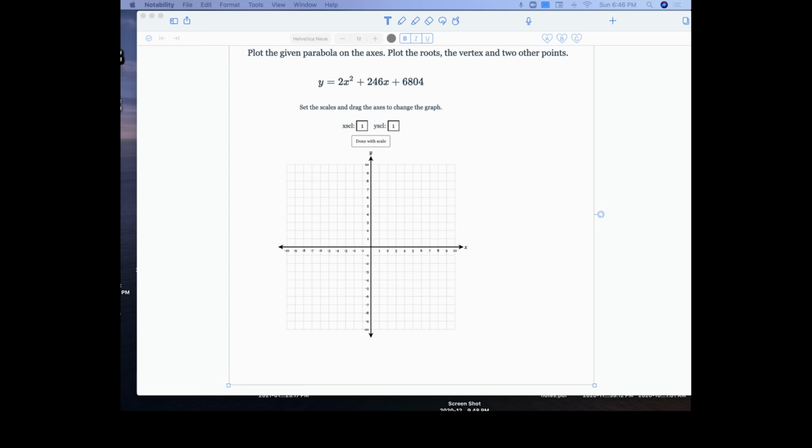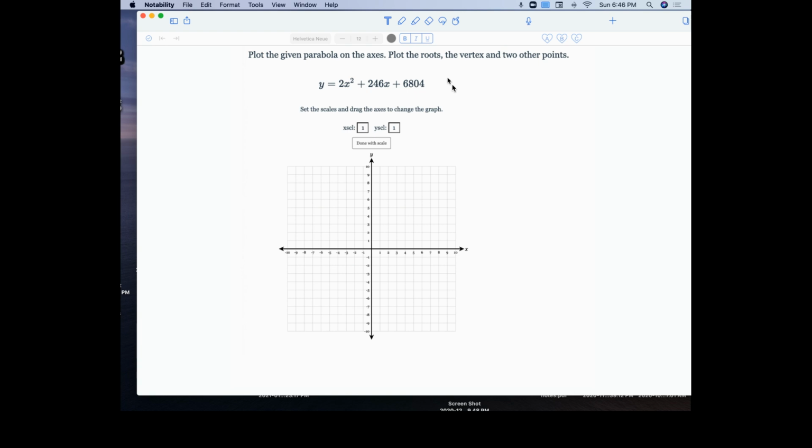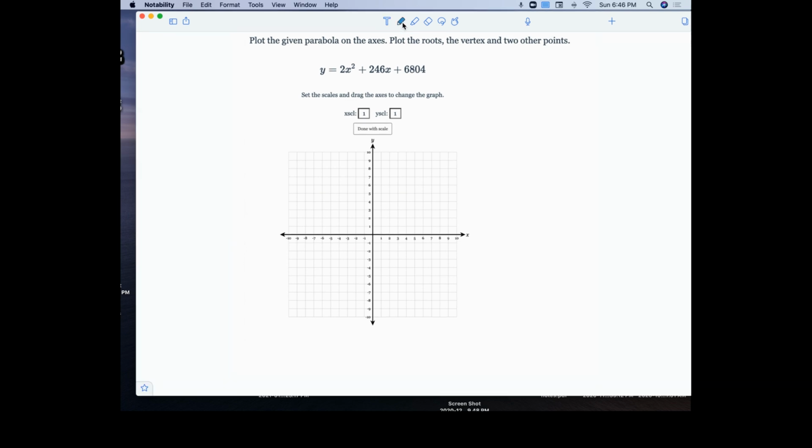All right, PreCal, let's take a look at this question here. So we are given, plot the given parabola on the axis, plot the roots, the vertex, and two other points. So first thing I would suggest doing is factoring out a 2 just to make this parabola a little easier to deal with. I can factor out a 2.